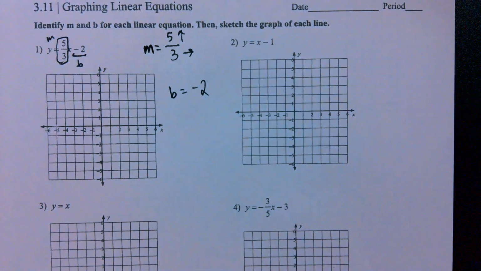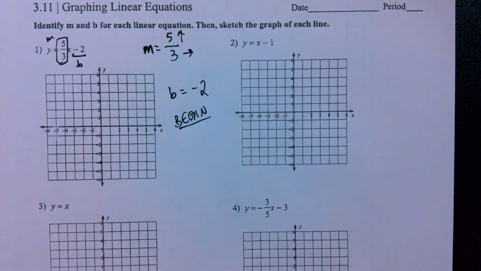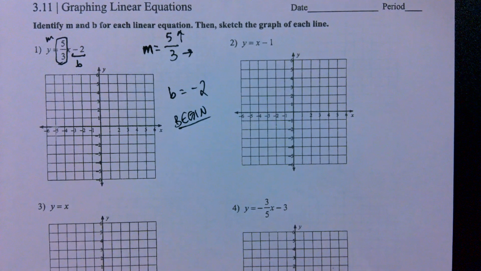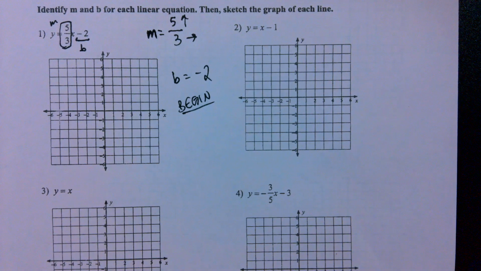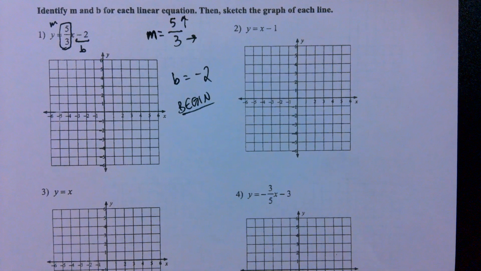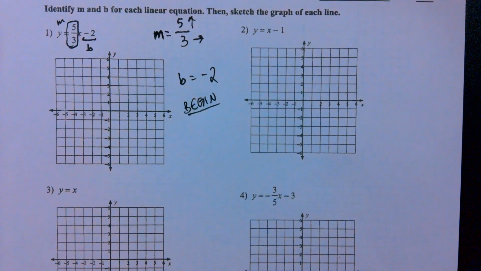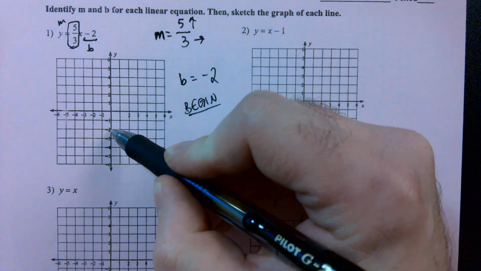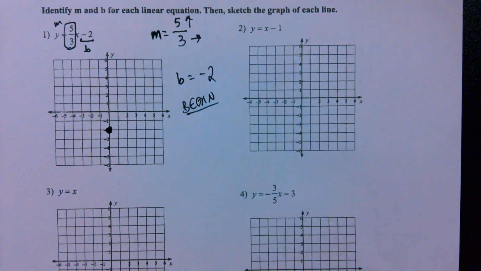Okay, my b is -2. That's where I'm going to begin. So if it helps you to write the word begin, great. I would recommend you do it, because that's where we're going to begin. And we're going to begin on what? The x-axis or the y-axis? The y-axis. Where is -2 on the y-axis? Down. 2 spaces down. I make my first dot or my beginning dot at -2.